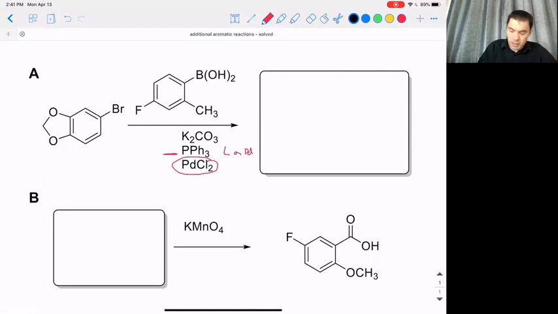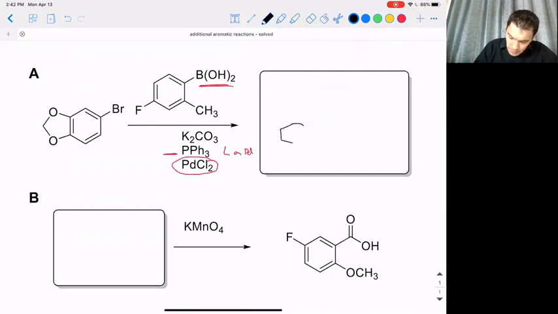And seeing palladium with one of these boronic acids should be a dead giveaway that we're going to do a Suzuki coupling. The Suzuki coupling takes an aromatic nucleophile in the form of this aromatic boronic acid, and couples it to an organic electrophile, and you make a direct biaryl bond. So that one's kind of a fun one.